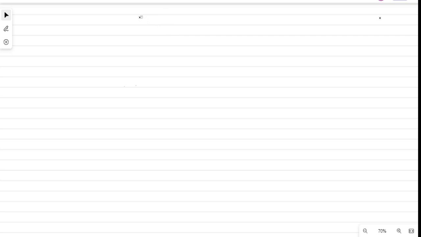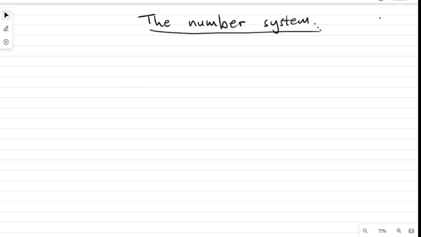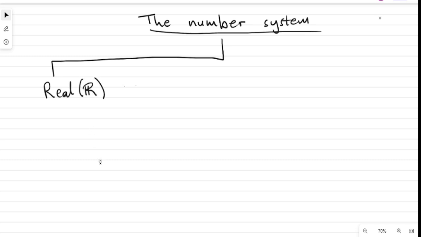So we have got the number system, good people. The number system has got lots and lots of numbers. Firstly, what I want you to know is that the number system is made up of two types of numbers, guys. The first one, I'm gonna say, is the real numbers. Now the real numbers, to illustrate these ones, we use the symbol R.